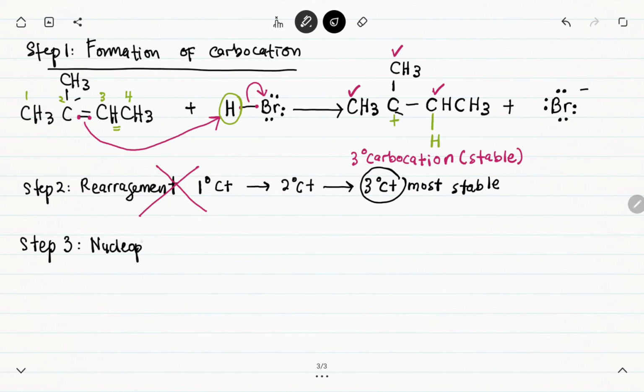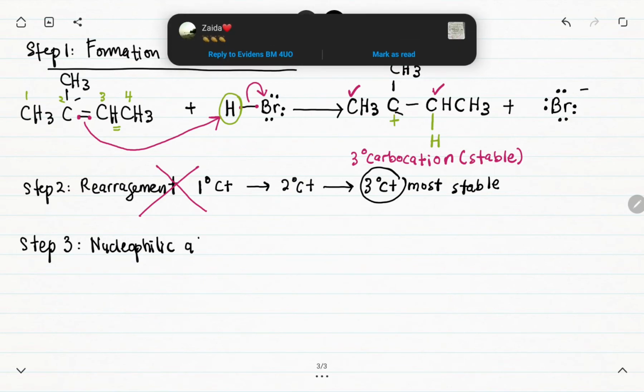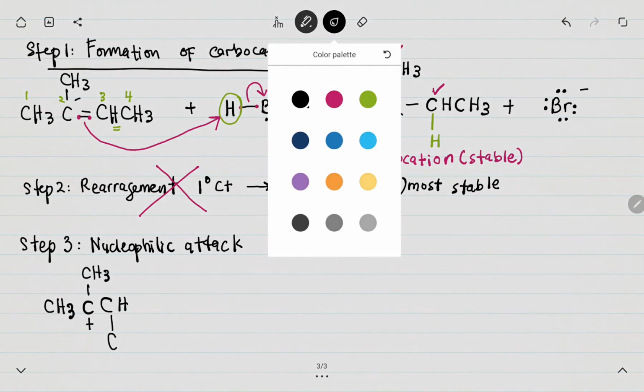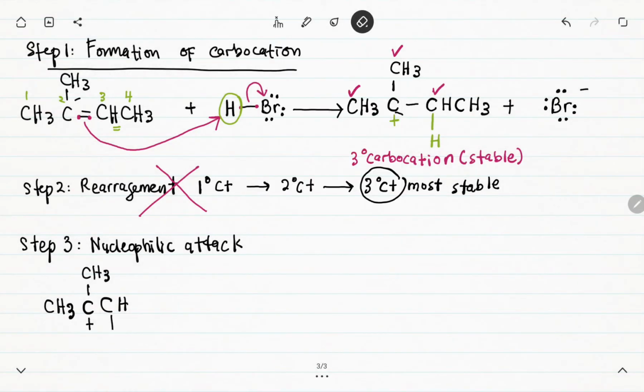So now I label step 3 here, which we can call nucleophilic attack. So how does the nucleophilic attack work? We must use the intermediate carbocation product from step 1 and redraw it. So this is the tertiary carbocation. It must react with our nucleophile. So who is our nucleophile? From step 1, it is the bromine ion. So it must react with the bromine.